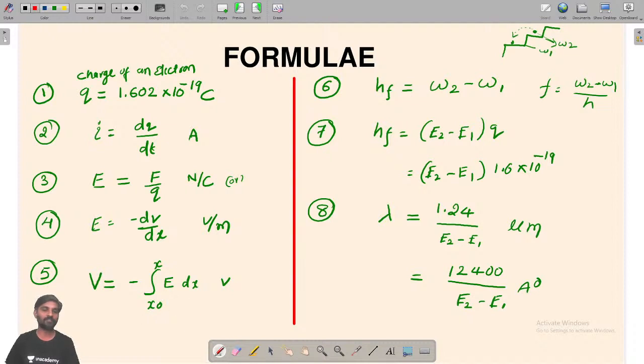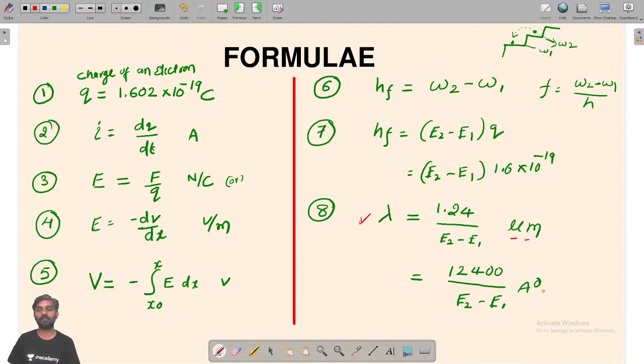What is the definition of V, sir? V is the work done against the electric field to move a positive charge from x0 to x; the minus indicates against the field. hf is the photon energy released when an electron moves from a higher level to a lower level, that is W2 to W1. So hf is equal to W2 minus W1, which is also equivalent to energy equal to EQ. So this can also be written as hf is equal to (E2 minus E1) times 1.6 times 10 to the power minus 19. And the wavelength is equal to 1.24 by (E2 minus E1) in micrometers.